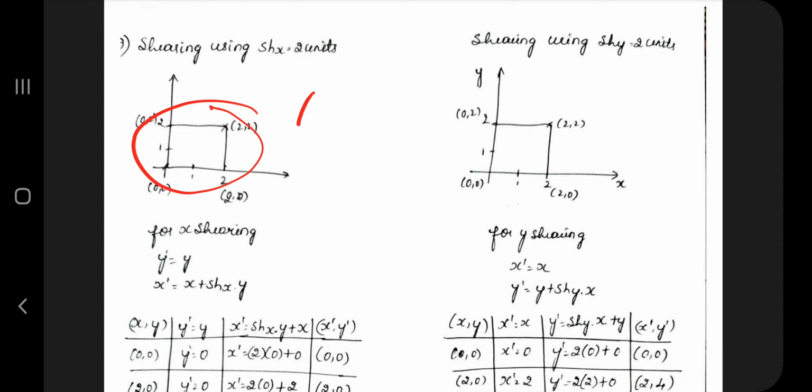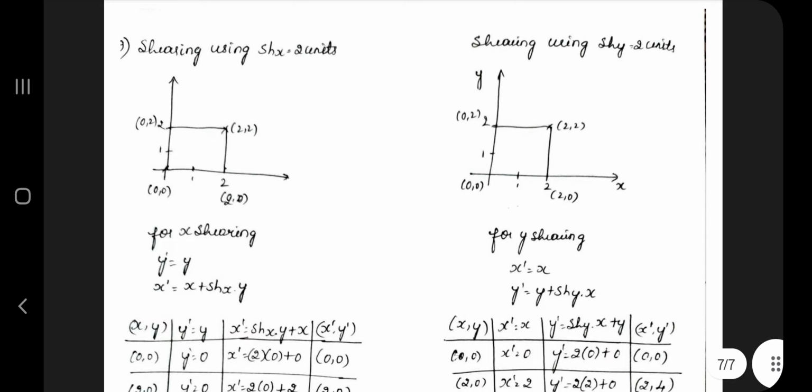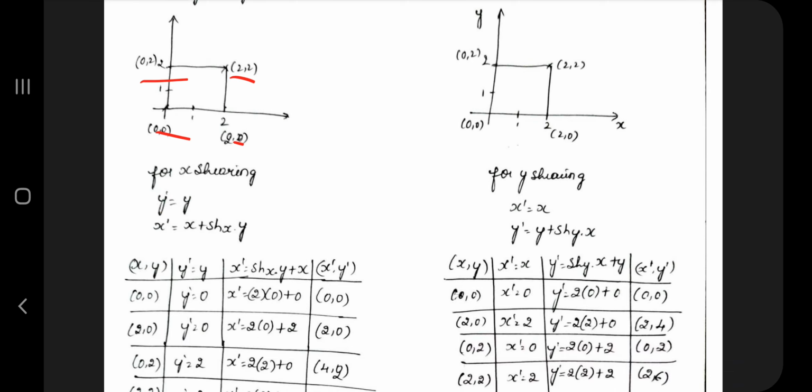Points will be given, 4 points will be given, and the shx value will also be given to you. What you are supposed to do is mark these 4 points in the diagram, then shear it with respect to x or y, 2 units, whichever they give. If it's with respect to x, only x will change. As I told you, shearing with respect to x changes only the x value, y remains constant. So y dash will be y, whatever the y value is in each of these, it will be the same. The x value will change as x plus shx into y. You have to multiply the corresponding y value with shx, what they give, and add the x value to it.